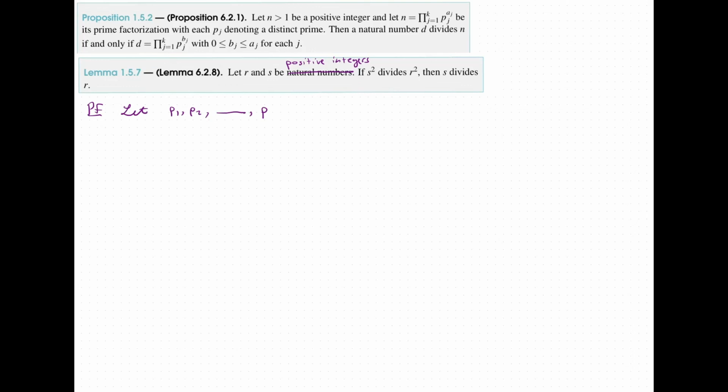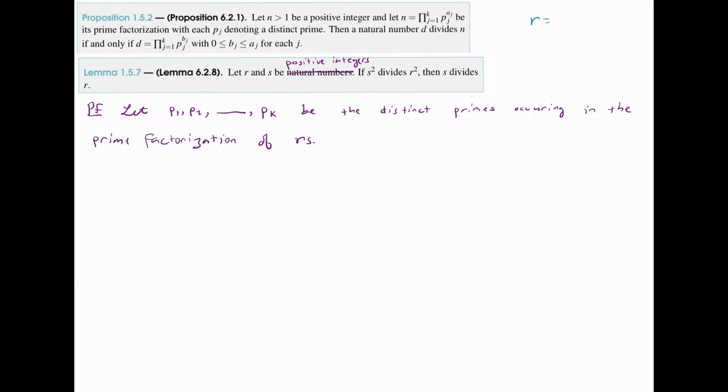So what we're going to do is let p1, p2, through p sub k be the distinct primes occurring in the prime factorization of the product of r times s. And so here's what I mean by this. Let me do a quick example over here.